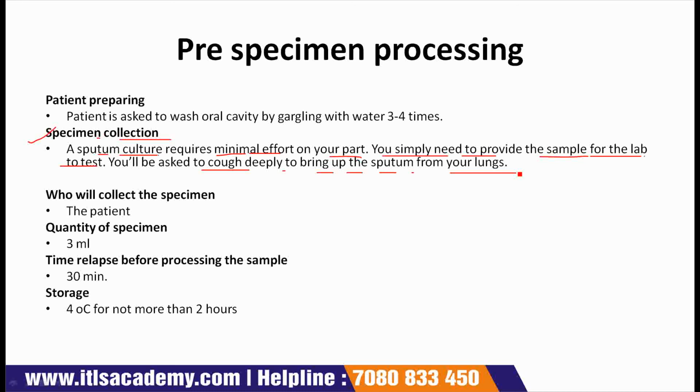Saliva that comes up when someone is asked to cough is typically from the mouth and upper airways and isn't useful for this test. So, it is necessary to cough deeply to bring up the sputum from your lungs directly.